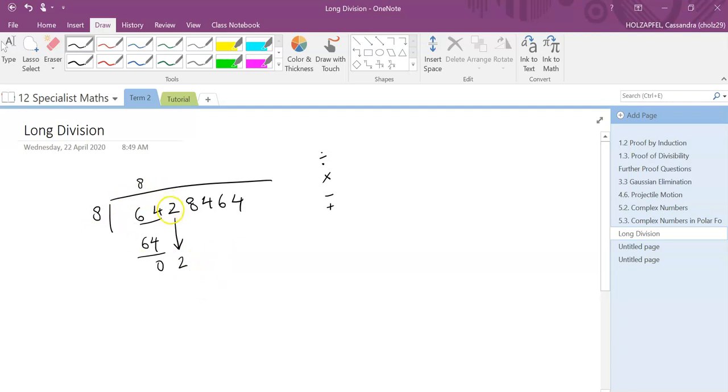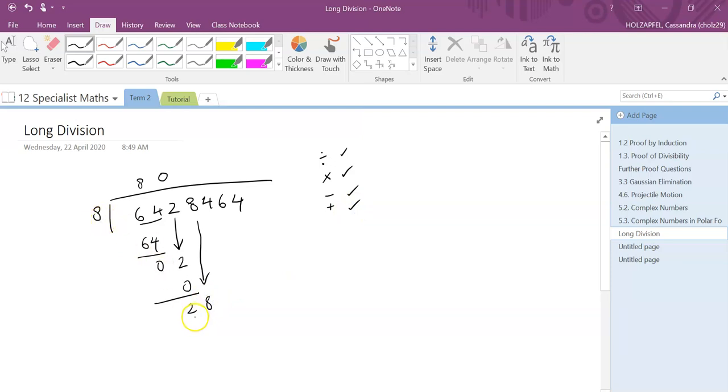So 8 fits into 2, 0 times. So I've done my division. 8 times 0 is 0. So I've done my multiplication. 2 take away 0 is 2. So I've done my subtraction. And then I bring down the next digit. So that's my addition. Okay, then we keep going.